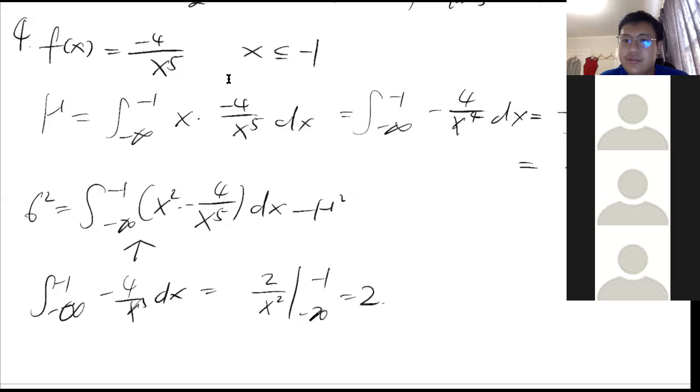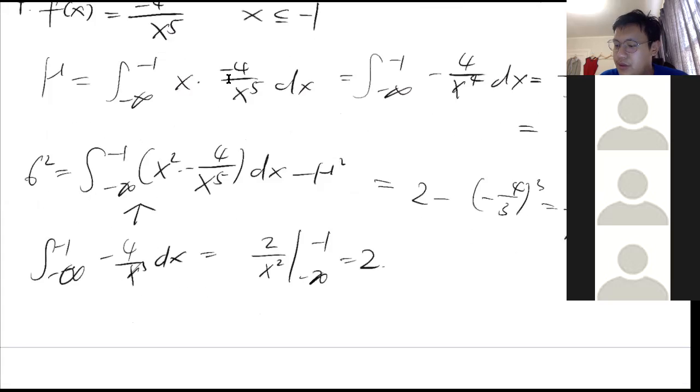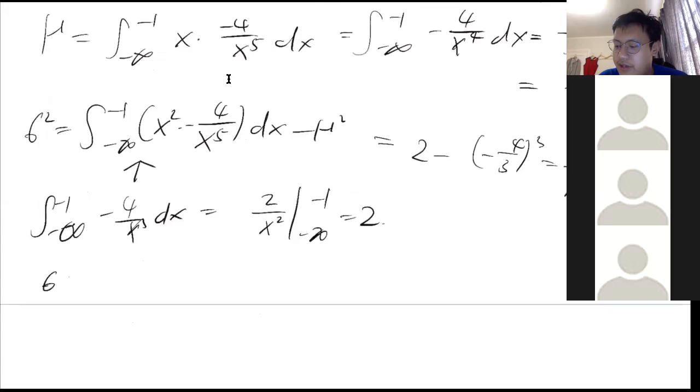And this is just 2. So the answer is 2 minus (-4 over 3) squared, which is 2 over 9. So the standard deviation is the square root of variance, which is the square root of 2 over 9, which is square root of 2 over 3.